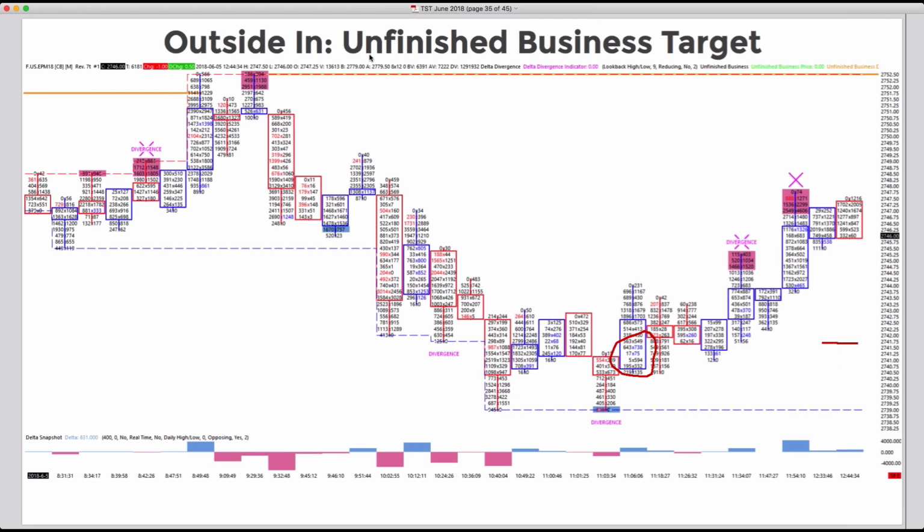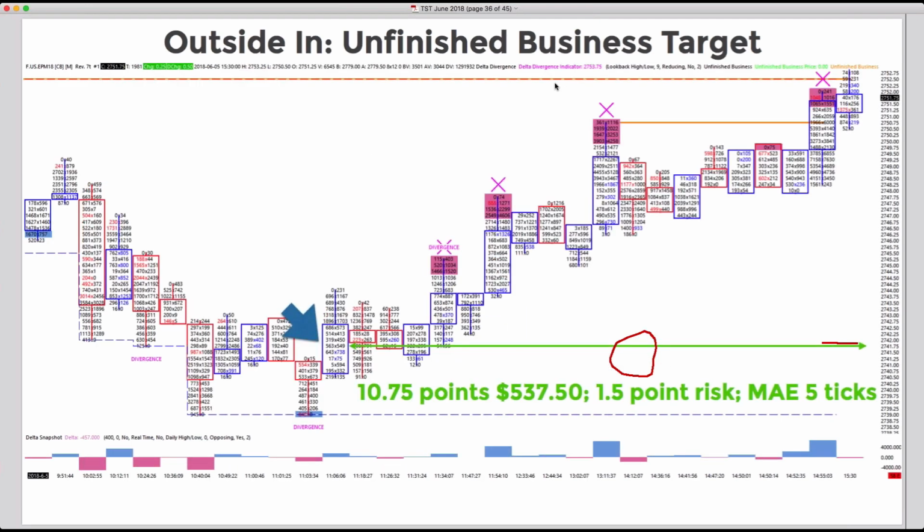How did things play out? Let's have a look. So I've highlighted this entry. Let me just erase that drawing. Okay. So the green arrow indicates 2 ticks above the buying imbalance on the entry bar at 11:06. We hit the unfinished business. It took a long time, and it was almost the end of the day. We traveled a hell of a long way. We traveled almost 11 points.